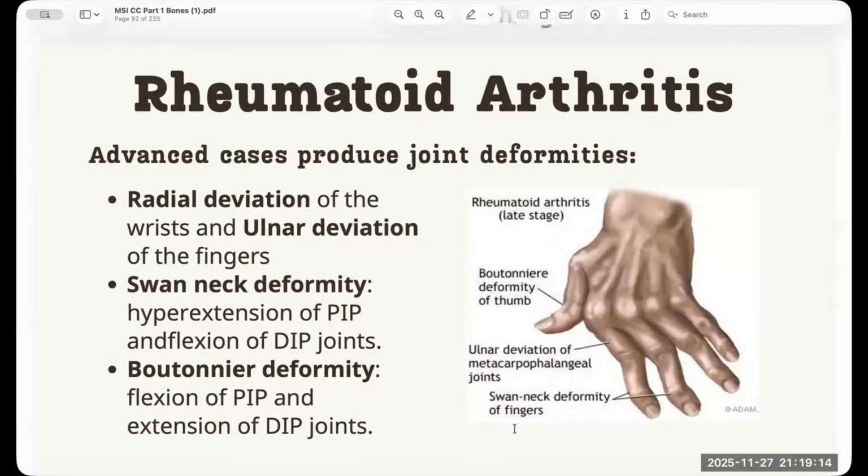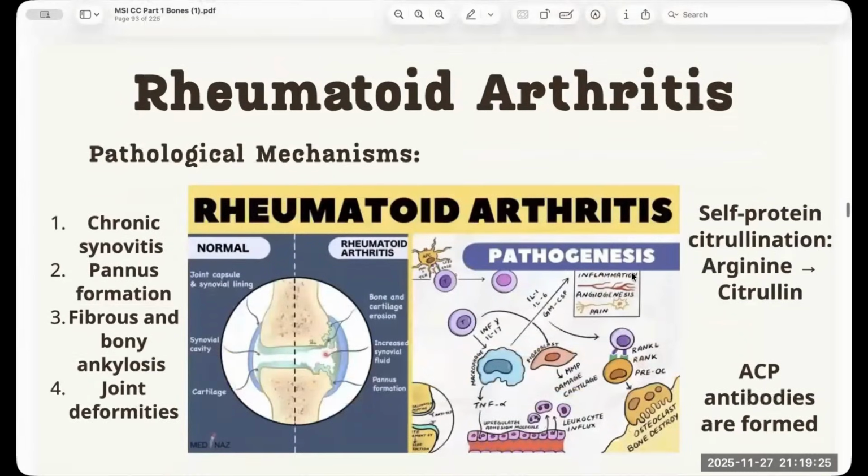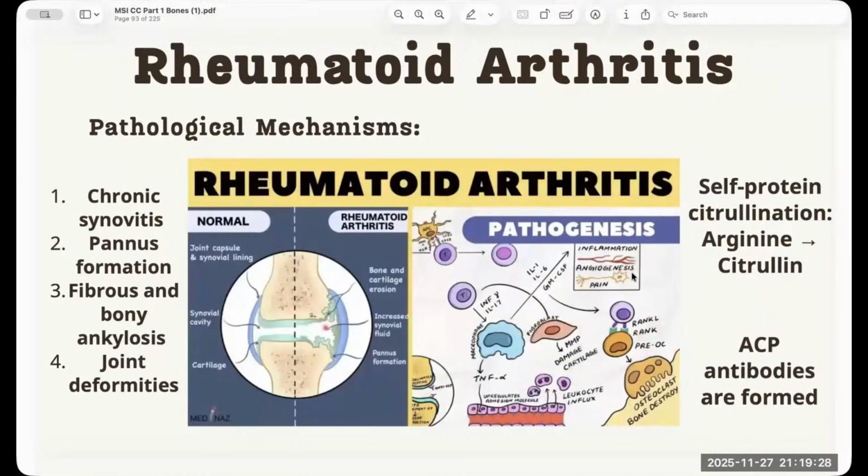Lastly, there's the Boutonniere deformity. So it's the flexion of the PIP and extension of the DIP. Okay, it's all here. Now, the pathological mechanism of this rheumatoid arthritis is basically, so first of all, there is a mutation that happens, okay? So the patient would be genetically predisposed to rheumatoid arthritis. They have some gene mutations that we'll be discussing in a bit, and they were exposed to specific environmental factors.